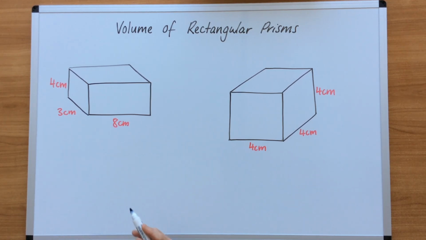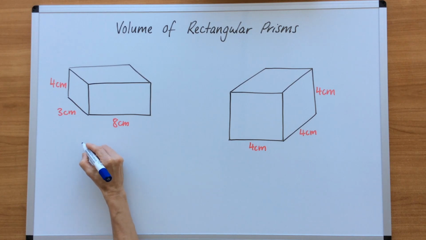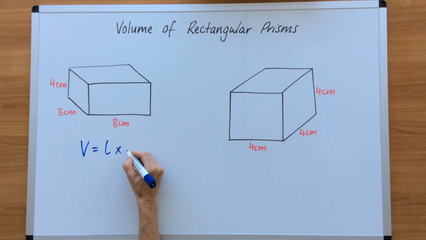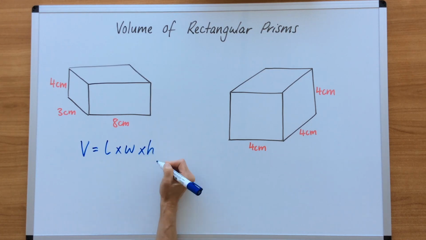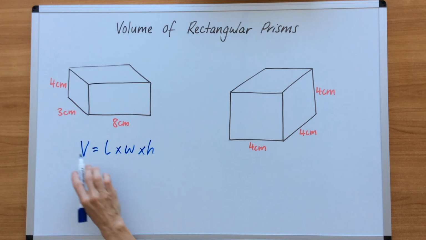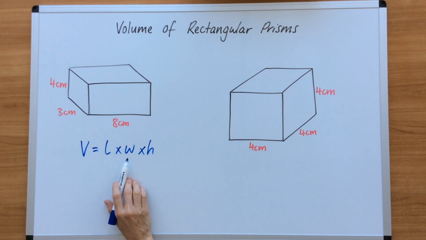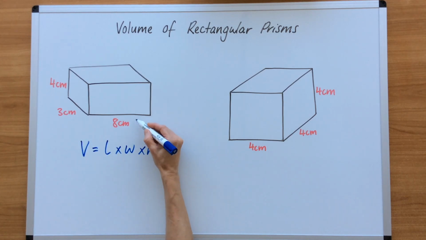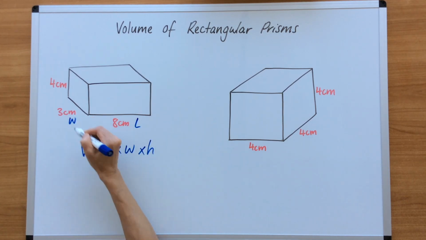So first of all, the rule for volume of rectangular prisms is V equals length times width times height. Okay, so we're going to figure out what's the length, what's the width, and what's the height of these three measurements on this rectangular prism. The length and the width will be the base shape. So this is a rectangle base shape, okay? So the length is the long side and the width is the short side.